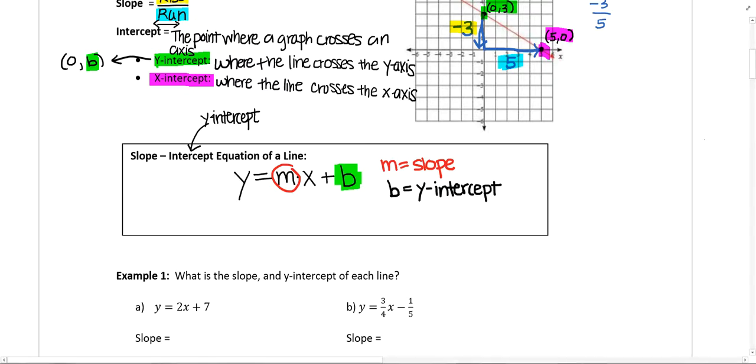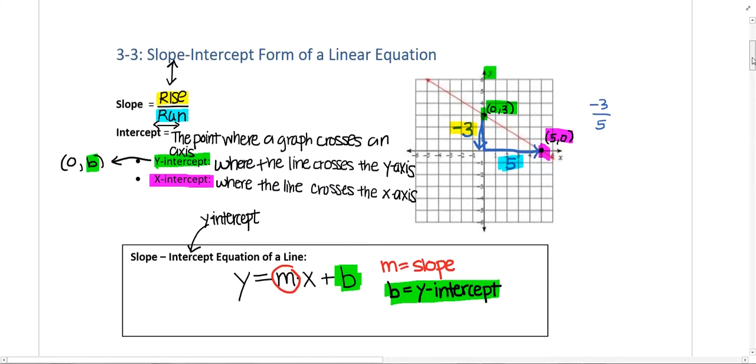So let's go back up to this line. Actually, let me highlight this, the same color we've been using for the y-intercept. Let's go back up to our line here, and let's see if we can figure out what the equation of this line is in slope-intercept form. To start with, we already found the slope. This is the slope. It's -3/5.